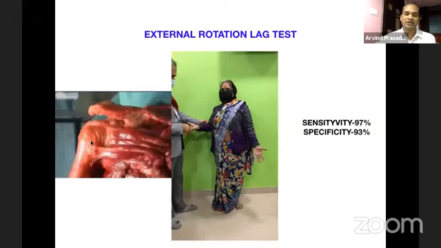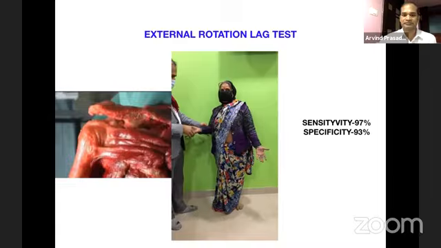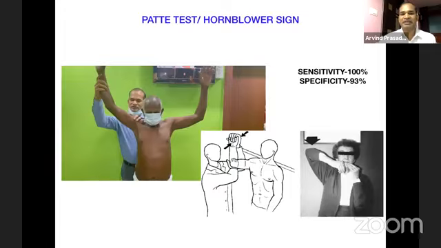Here you can see the arm at the side with external rotation, and the prominent infraspinatus muscle is there. So in this position, infraspinatus is the external rotator of the arm. The next is the Patte test or hornblower sign.